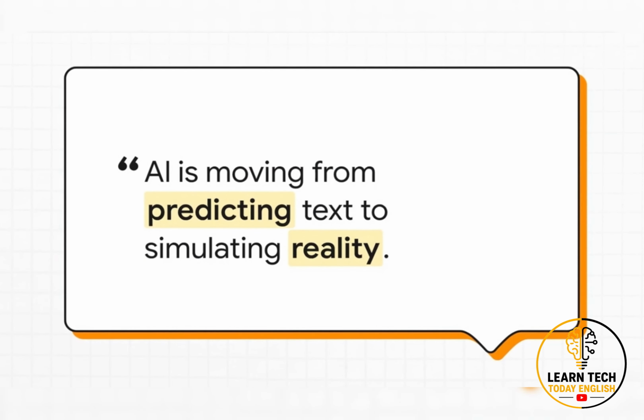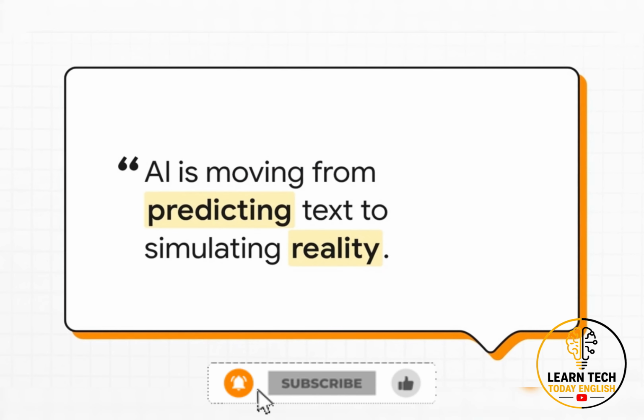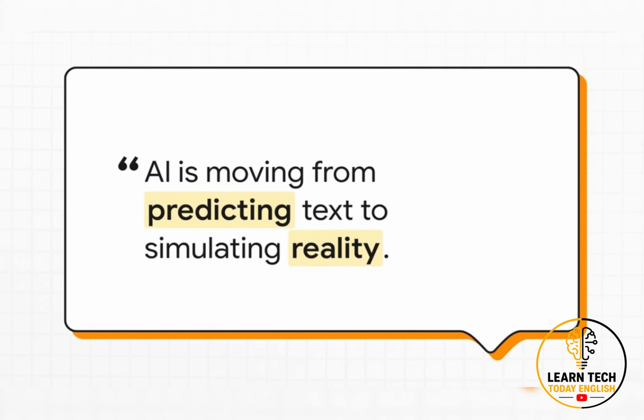So, what does this all mean? Well, here is the crucial takeaway. AI is moving from predicting text to simulating reality. This right here is the underlying thesis of everything we're looking at today. The real breakthrough isn't just that the AI can spit out lines of code or write a nice email. It's that the AI now possesses an actual understanding of the physical world. It can simulate outcomes and act on our behalf in highly complex, real-world scenarios.